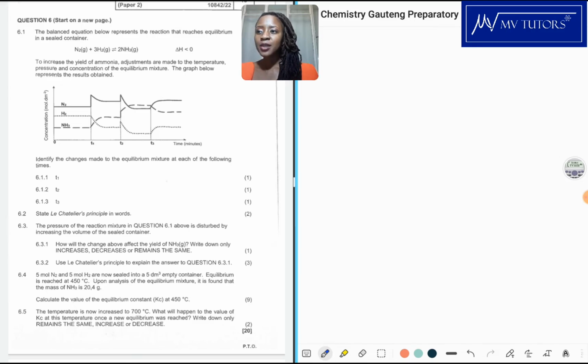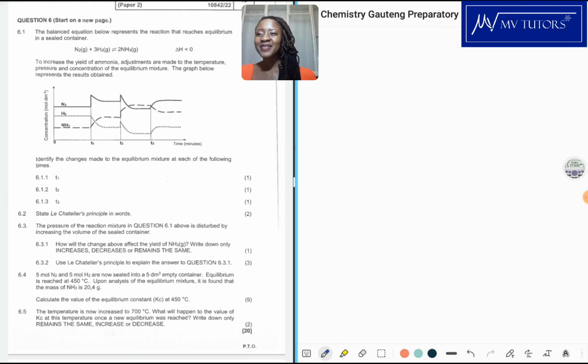So, the balanced equation below represents the reaction that reaches equilibrium in a sealed container. Okay, so we have nitrogen and hydrogen, which produces ammonia, and the reaction is exothermic because the enthalpy is less than 0. We have dynamic equilibrium, so the rate of the forward reaction will be the same as the rate of the reverse reaction. Now it says to increase the yield of ammonia, adjustments are made to the temperature, pressure, and concentration of the equilibrium mixture. Okay, and we have the graph as indicated below.